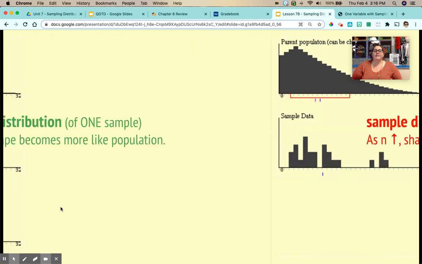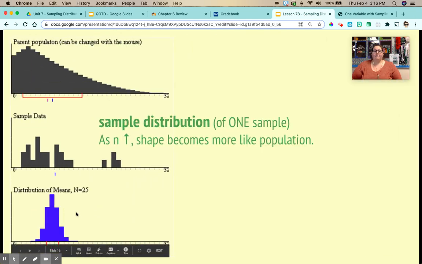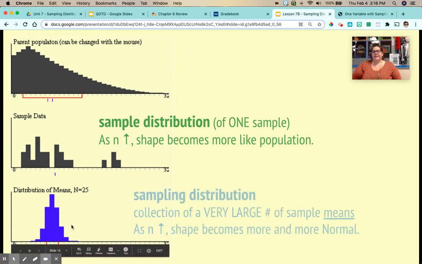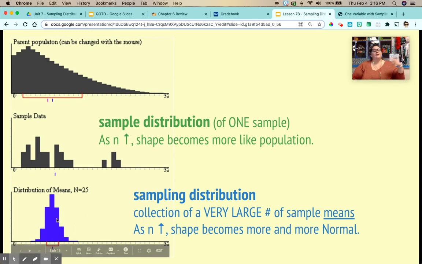Whereas if I take many, many samples of 80 students from that population, and for each of those many samples, find the mean number of movies watched, and put those means on a graph like down here, that is called a sampling distribution, and that's when the central limit theorem applies. As sample size increases, the shape starts to look more and more normal.